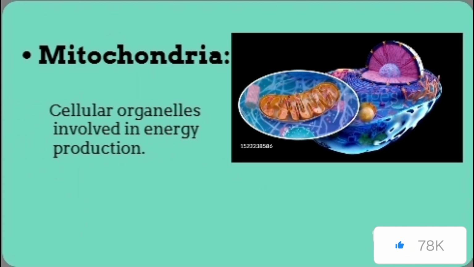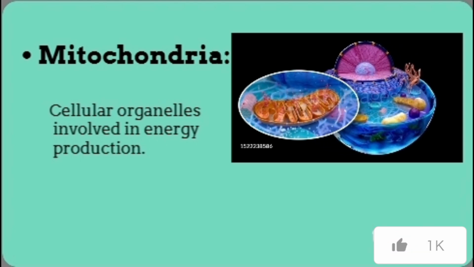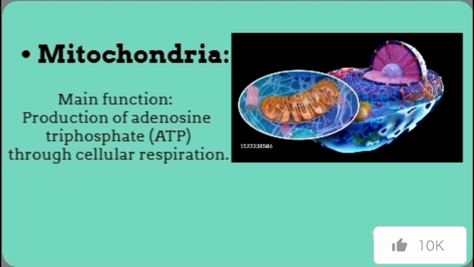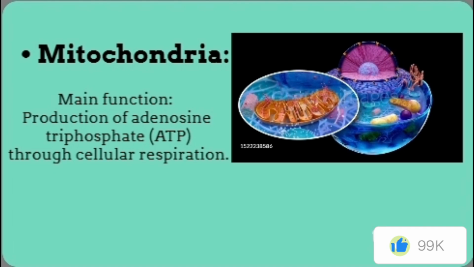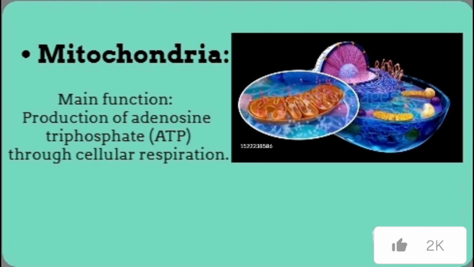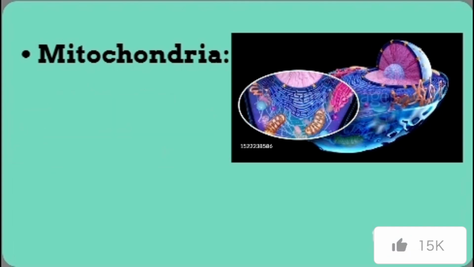Mitochondria are cellular organelles involved in energy production, often referred to as the powerhouses of the cell. The main function of mitochondria is the production of adenosine triphosphate, ATP, through cellular respiration. This process converts biochemical energy from nutrients into ATP, providing energy that powers various cellular activities.